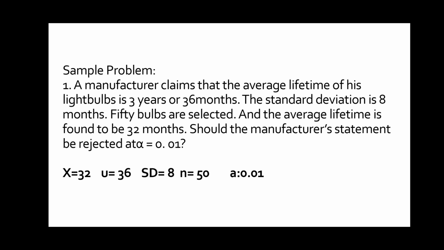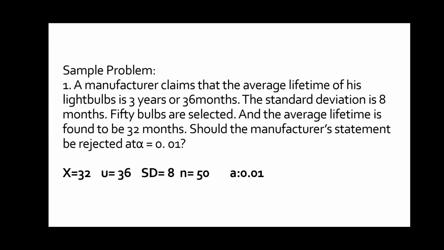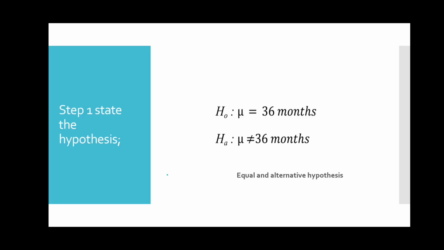The alpha is 0.01. So, after determining the given values, we proceed to step 1. The hypothesis mean is 36 months. The null hypothesis H0: mean equals 36 months. And then, as we can see, there is no less than, greater than, or below sign. Therefore, the alternative hypothesis HA: the population mean is not equal to 36 months.